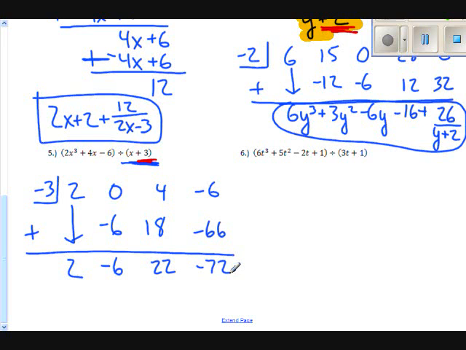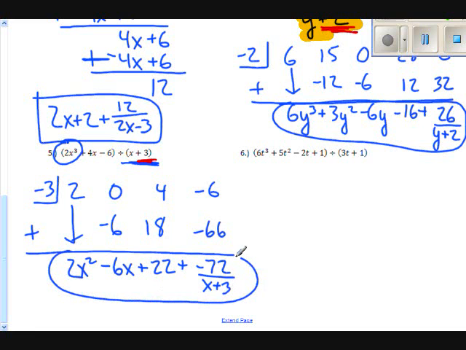Since my original problem started with an x to the 3rd, my answer is going to start, so it's one less, with an x squared. So that's 2x squared minus 6x plus 22. And then this is my remainder, and I can call it minus, or I could say plus a negative 72 over x plus 3. And that's it.